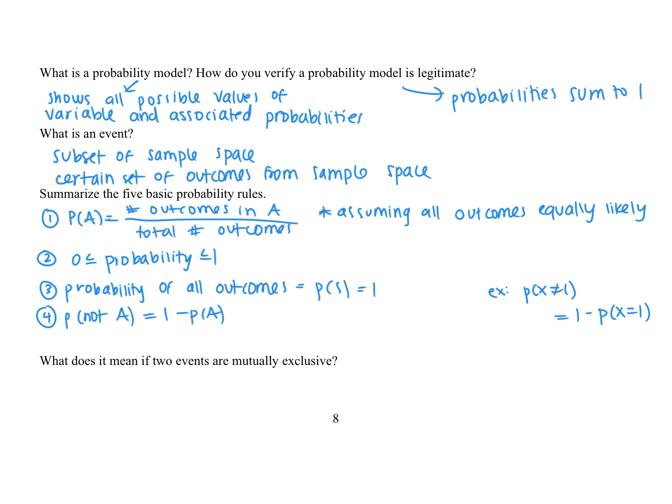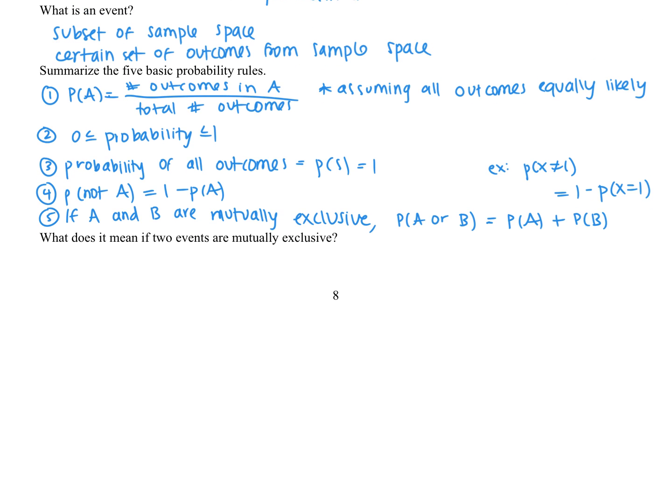Okay, and then the last basic rule is if events A and B are mutually exclusive, which we're going to talk about in a minute, then the probability of A or B is equal to the probability of A, add the probability of B. This is by far the most misused property or rule. This only applies if the events are mutually exclusive. Again, we're going to talk about what that means in a minute.